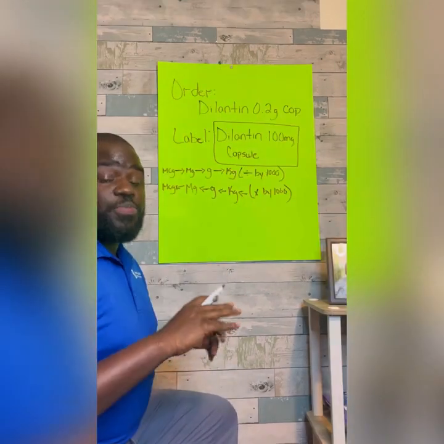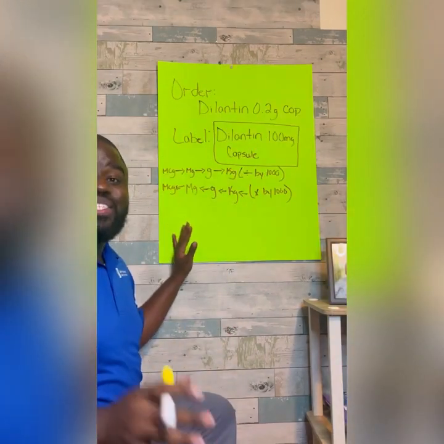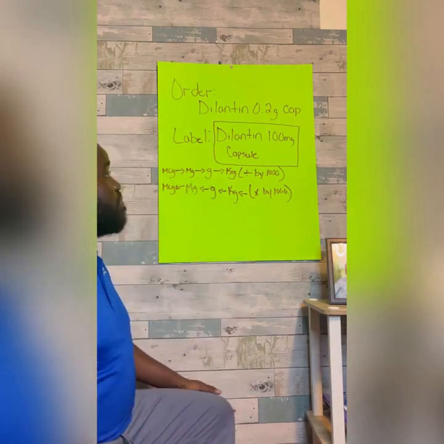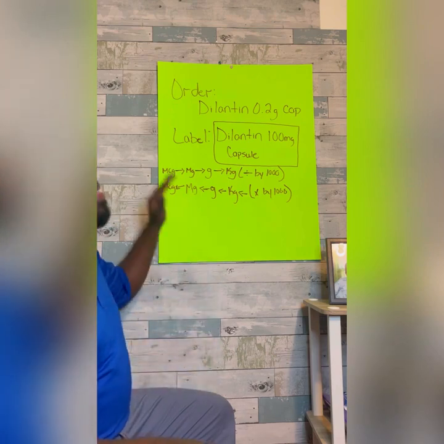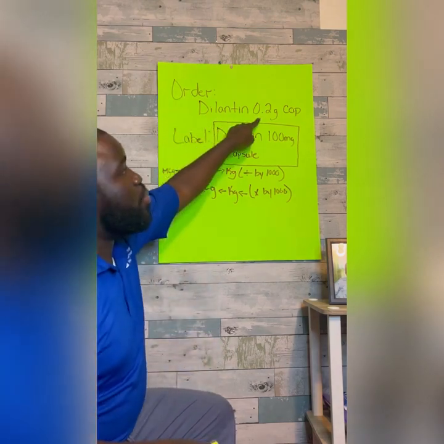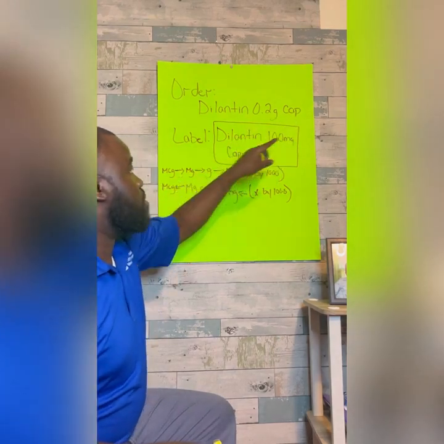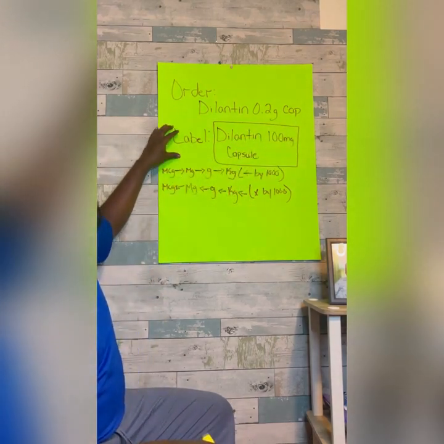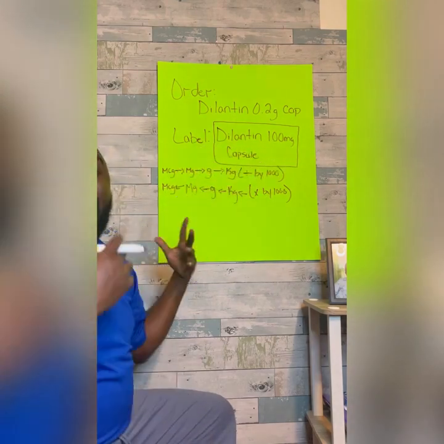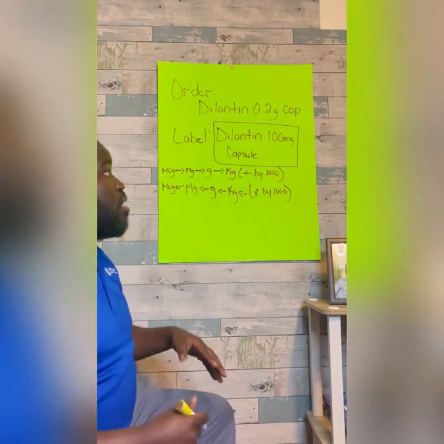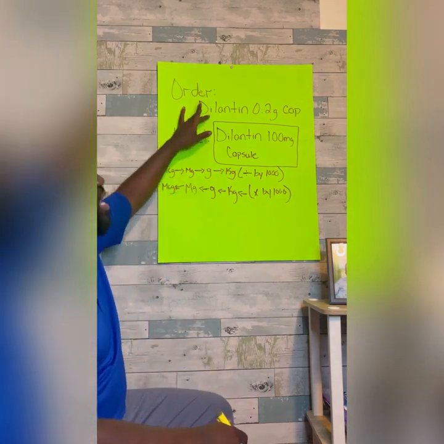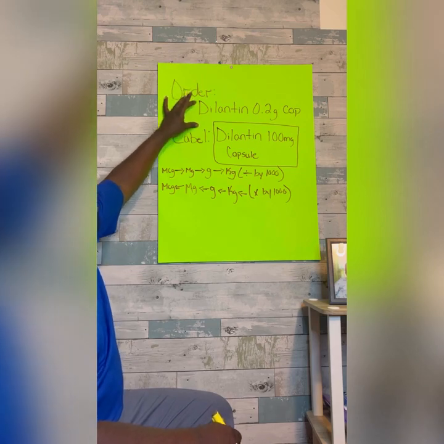Okay, so this is our last problem, and I just want to show you this. It's not hard, but we're going to use the same method, but I just want to teach you some things. Okay, so this question has, the doctor has ordered Dilantin 0.2 grams capsules. What we have on hand is Dilantin 100 milligram capsules. How many capsules will we give? Okay, so remember, before we start anything, we want to make sure, number one, we have the same medication in our order as well as in our label.